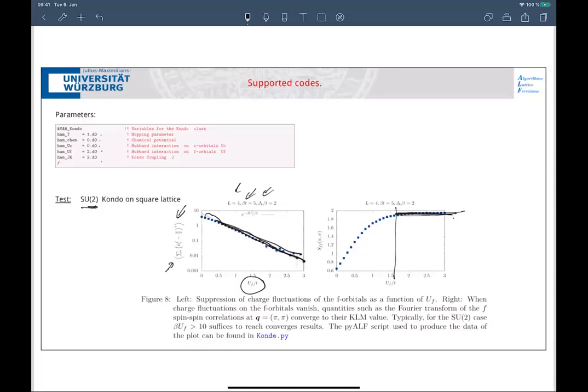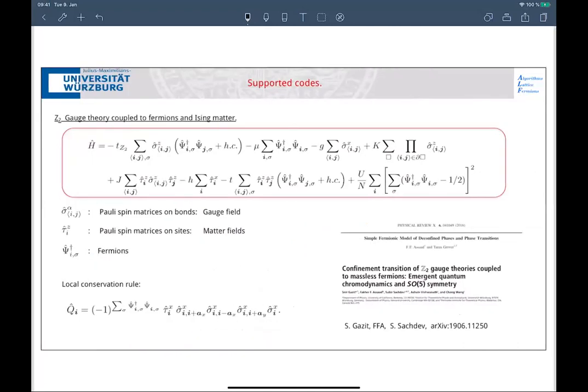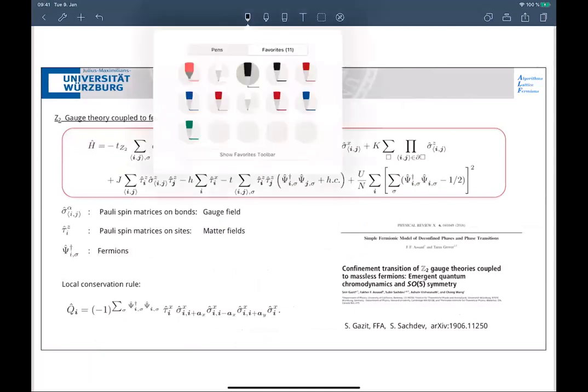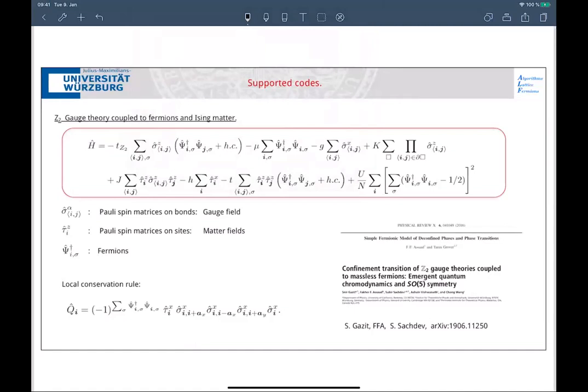Okay. Now let me come to the most complicated model I've ever done. Well, maybe some people have done more complicated, like Johannes, but this one is tricky. And this is a lattice gauge theory of fermions. Let me tell you what it corresponds to, and then I'll show you a simple example which is pretty cute, which was done in collaboration with Martin Hohenadler.